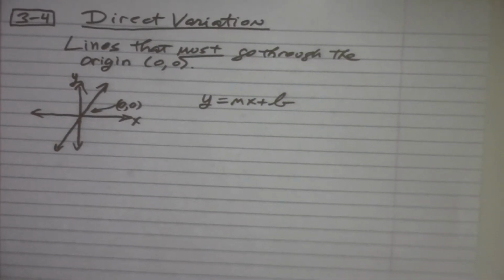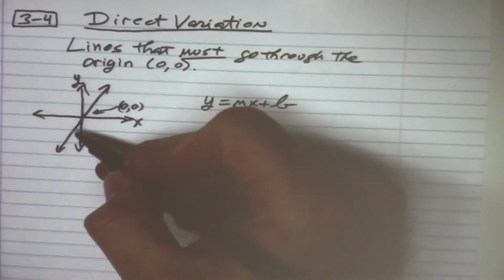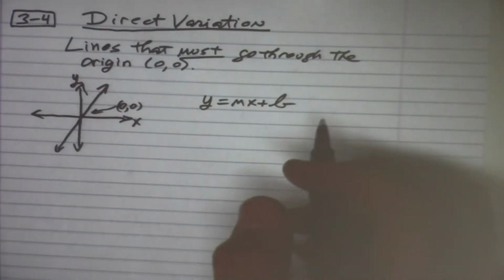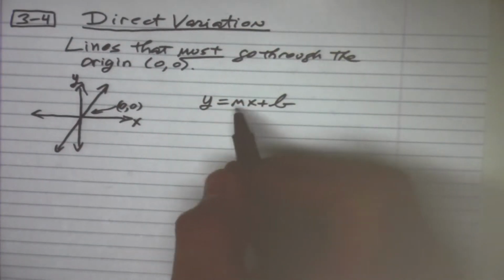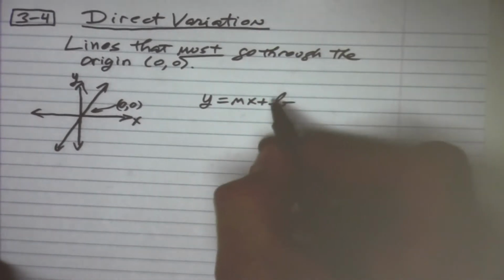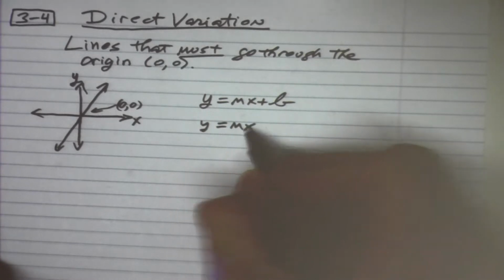Let's look at direct variation equations. These are lines that must go through the origin. Here's an example graphically of a line going through 0, 0, which is the origin on a graph. All linear equations can be written in this form, but when you're going through 0, 0, that means the y-intercept is 0. So that means we have y equals mx.